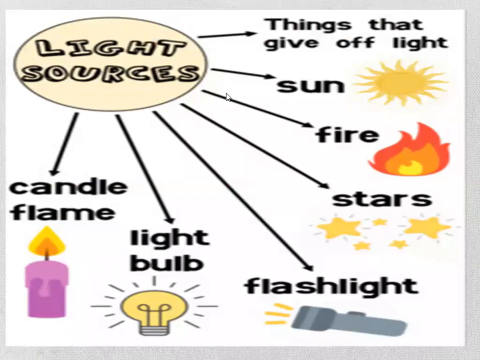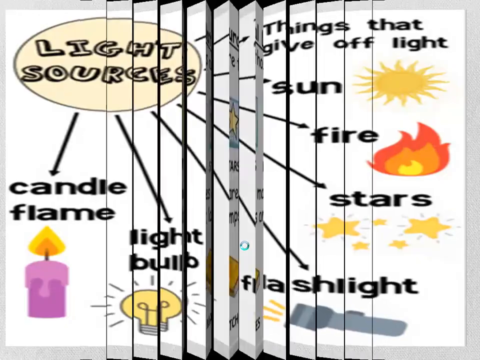In the last lesson, we discussed light sources. What are light sources? Things that give off light are called light sources. And what are those light sources? Sun, fire, stars, flashlight, light bulb, and candle flame. All of these are called light sources. Why are they called light sources? Because they give us light.